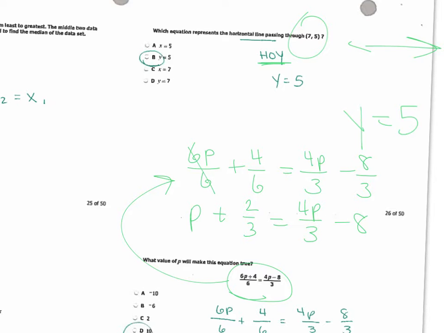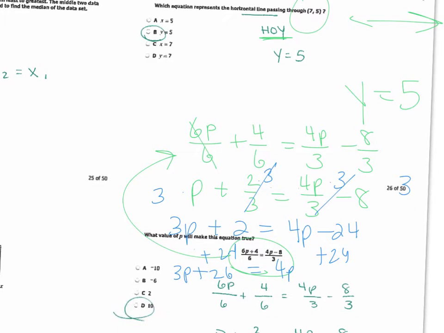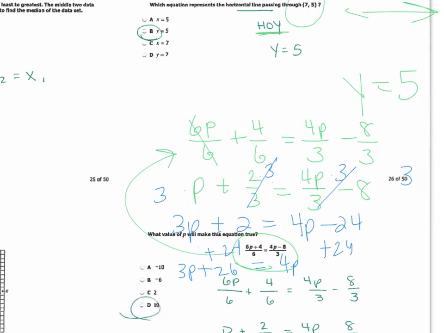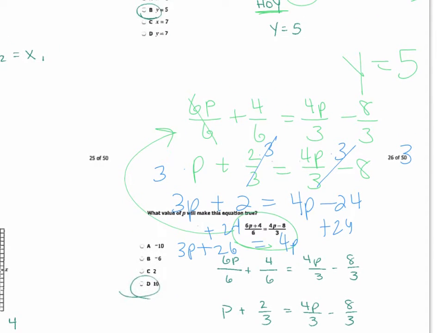So now I'm going to get rid of fractions by multiplying everybody by 3. So I have 3p plus 2 equals 4p minus 24. And then I'd solve. I'd add 24 to the other side. I get 26. And then I would subtract 3p. Oh, I clearly messed something up. Oh, that should have been an 8 over 3, so that shouldn't have been a 24.